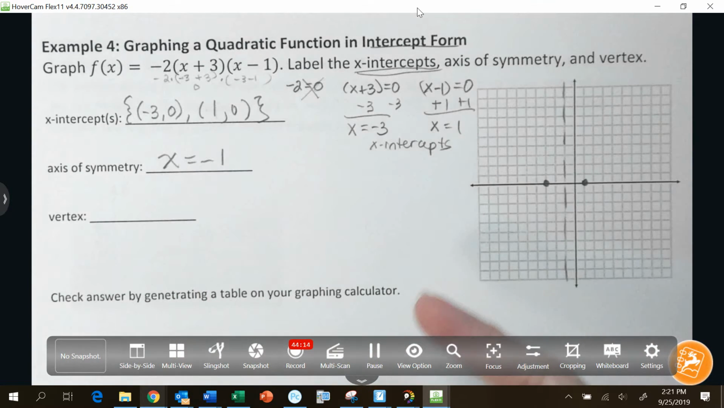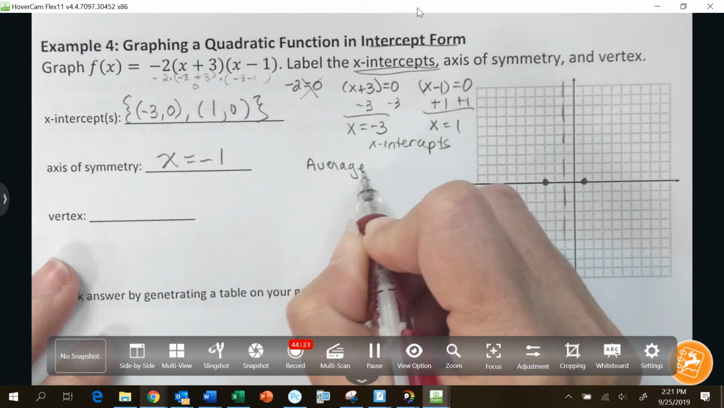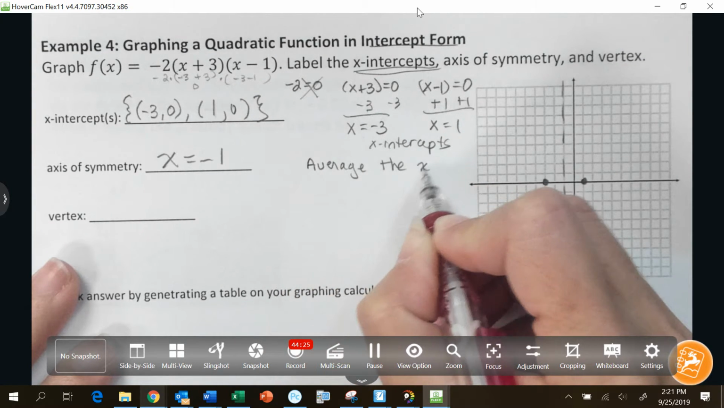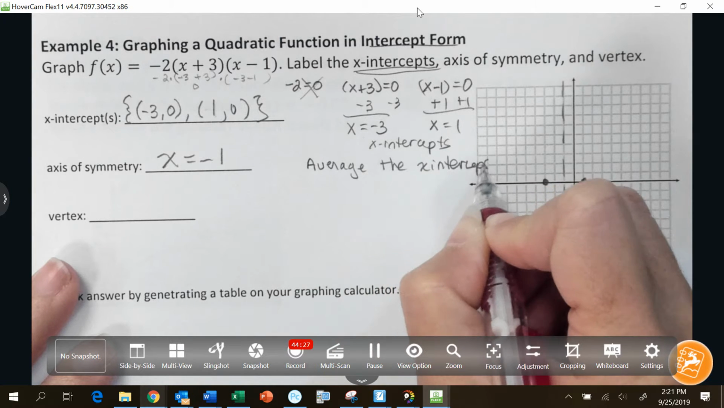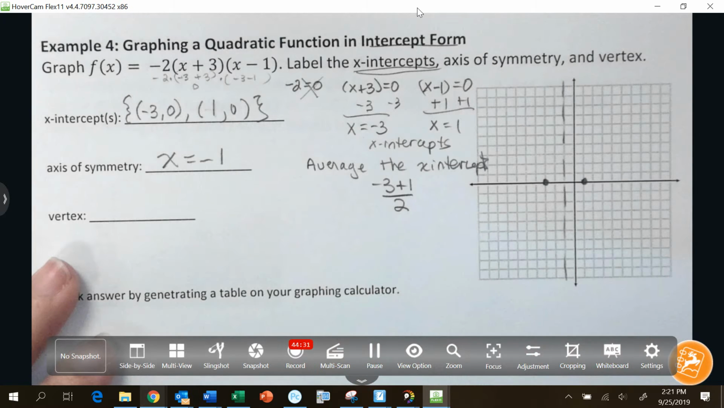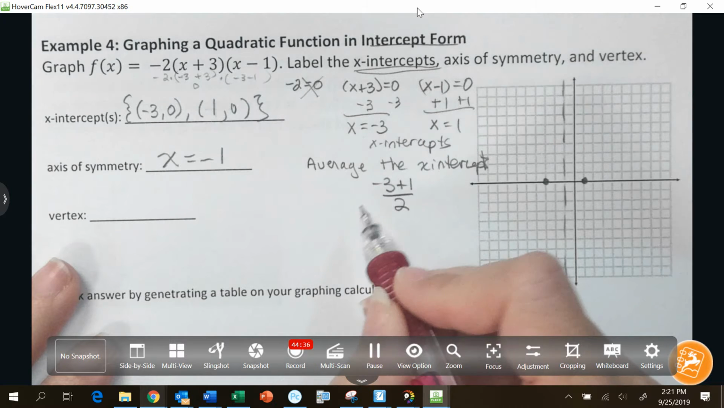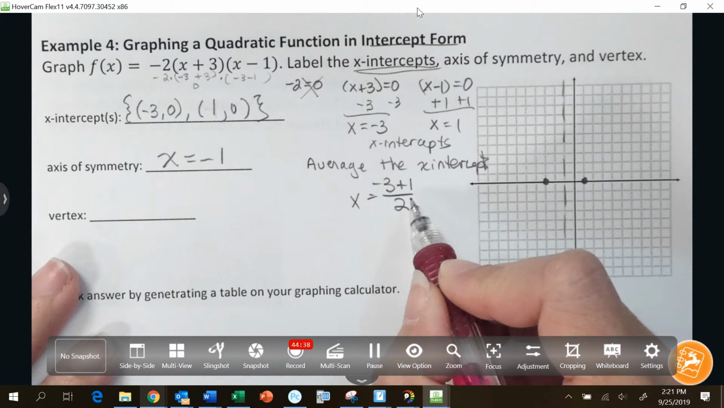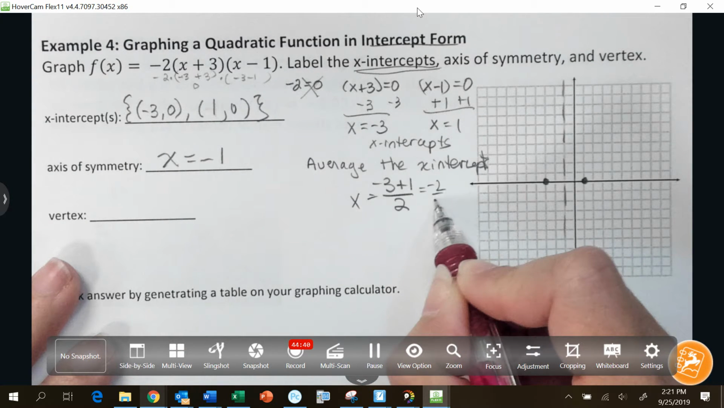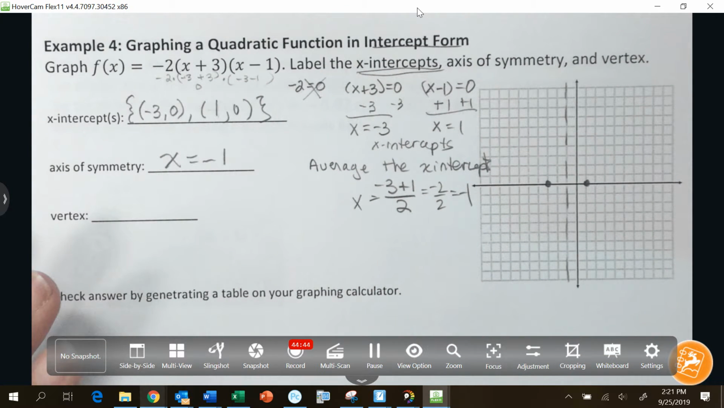So to get this axis of symmetry, if we don't have a graph, to get it using formulas, you average the x-intercepts. So you take negative 3 plus 1 and you divide that by 2. If you find the middle of the two x-intercepts, that's going to be your axis of symmetry. So negative 3 plus 1 is negative 2, over 2 is negative 1. X equals negative 1 is our axis of symmetry.